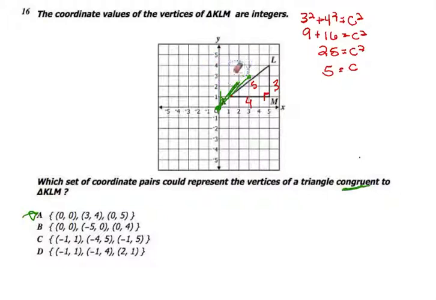Let's look at the second one. Okay, 0, 0. So A is not going to work. So let's go 0, 0. Negative 5, 0. And 0, 4. Well, this is 4, and that's 5. That's definitely not a 3, so that is way too big. So that's not going to work.